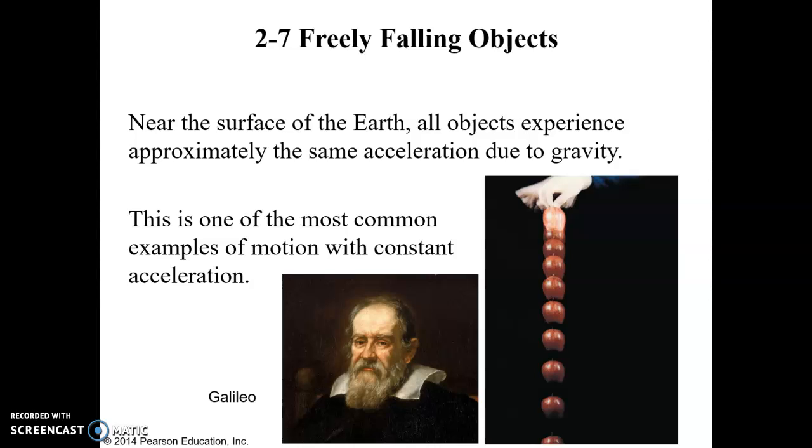At the time of Galileo, some people believed that heavier objects fall to the ground faster than lighter weight objects. And basically Galileo proved that that's just simply not the case.